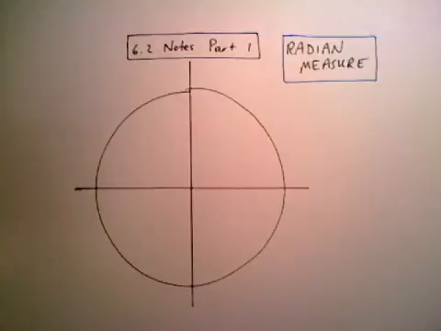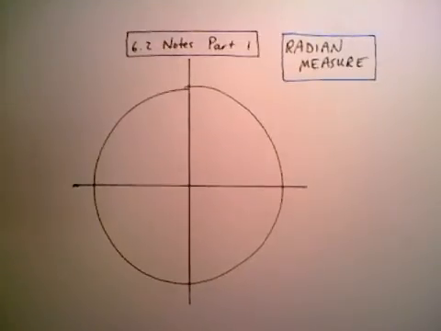Alright, so here we go. 6.2 notes, part 1, radian measure. And I'm going to attempt to explain how to find the radian measure of different angles around the unit circle, and in possibly a different way than you've ever heard explained. So we'll see how it goes, and you let me know.